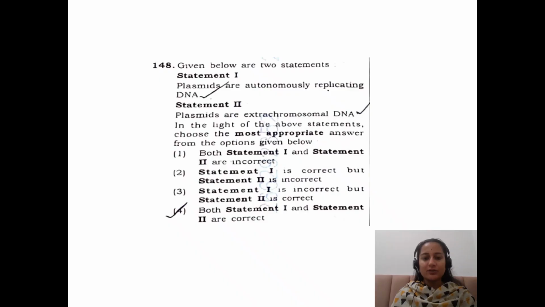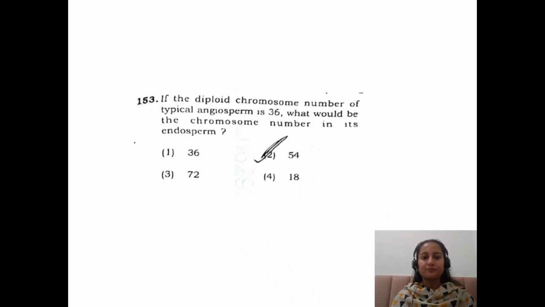Given those two statements, okay. Plasmids are autonomously replicating DNA. This question is also from the cell chapter. Autonomously means self. Plasmids are extra chromosomal material and they are capable of replicating themselves. The self replication can be seen, so this statement is true. Plasmids are extra chromosomal DNA, correct, which can be seen in bacteria. And both the statements are marked correct here.